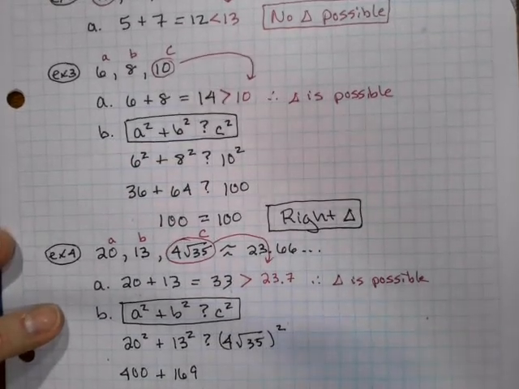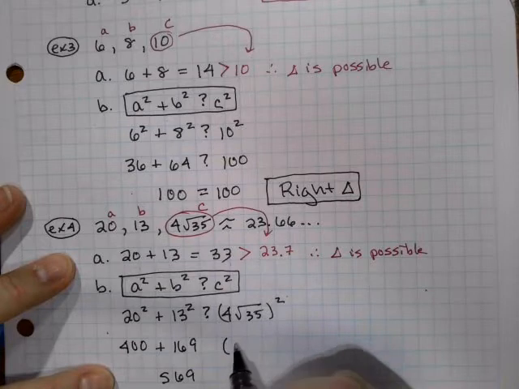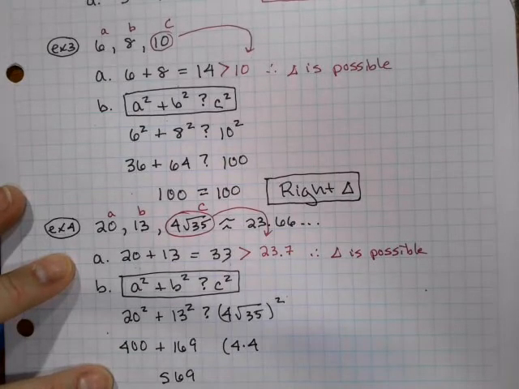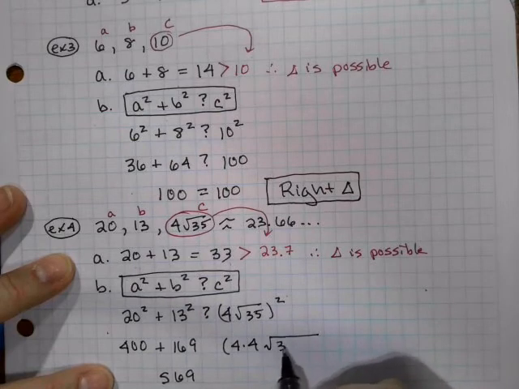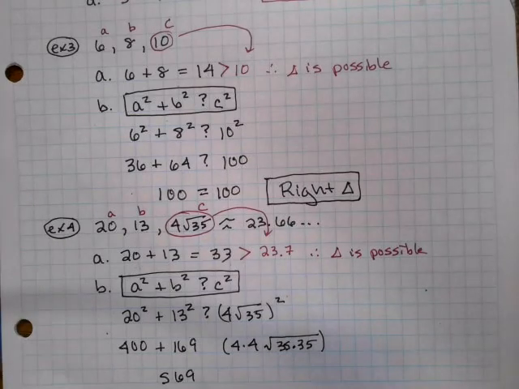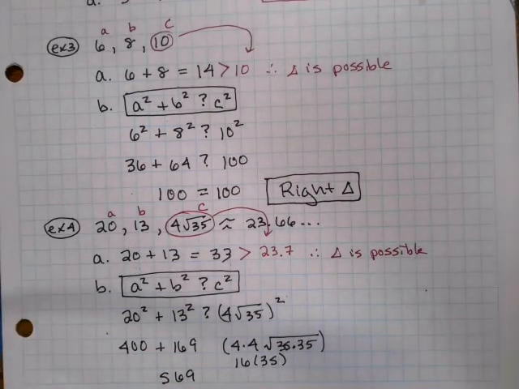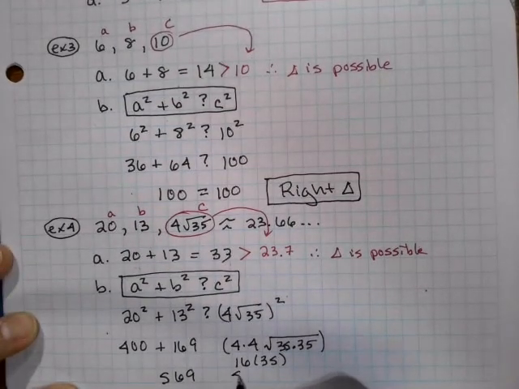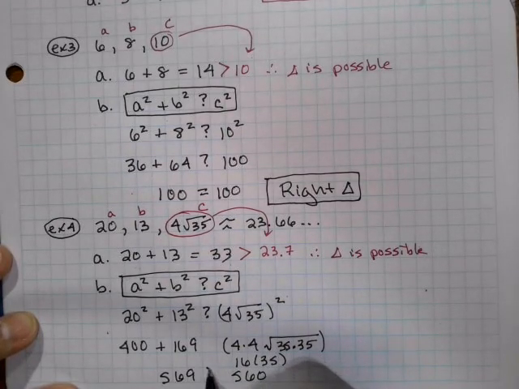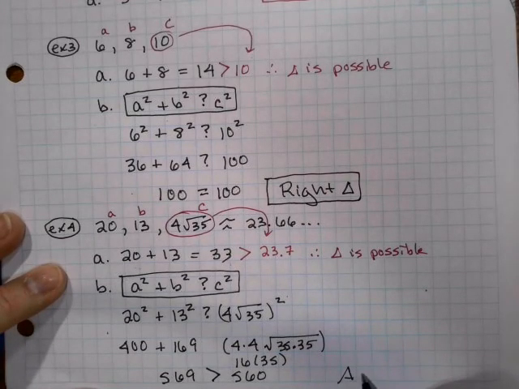Now, if you remember how to square a radical, you're really taking 4 times 4, so times itself, and then radical 35 times radical 35, the two radicands get combined. So 2 35s, one comes out, it gets multiplied by the 16. And 16 times 35 is 560. 560 is definitely less than 569. So this triangle is an acute triangle.